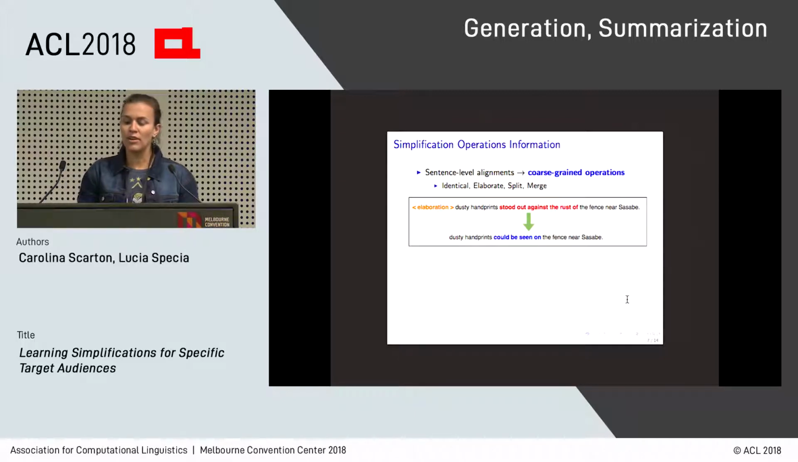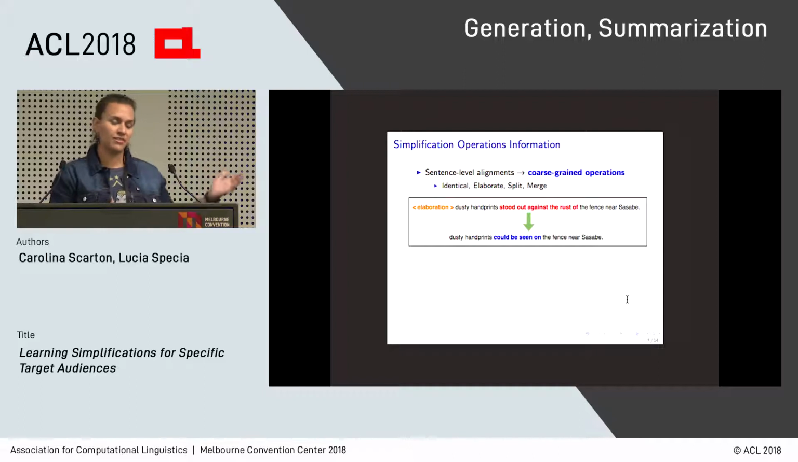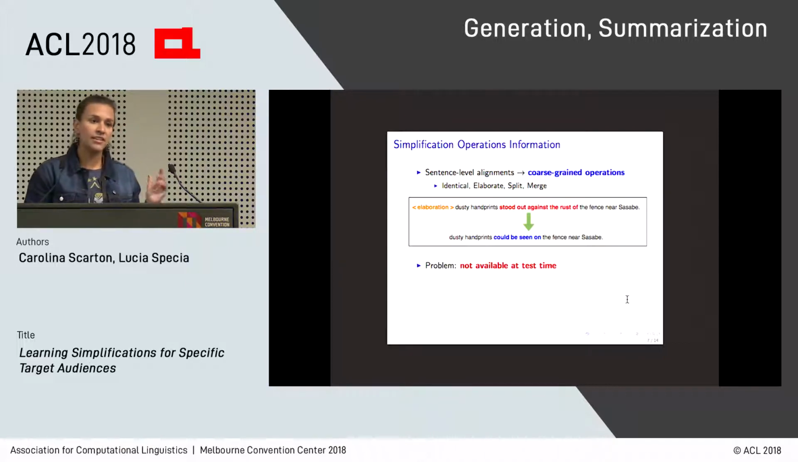We could also think about the simplification operations that I talked about earlier. So the sentence level alignments give this classification, and we could use this information also to guide the encoder. So in this case, I'm telling the encoder that the source sentence should be split or should be elaborated and so on. The problem is that, different from grade levels, this information is not available at test time.